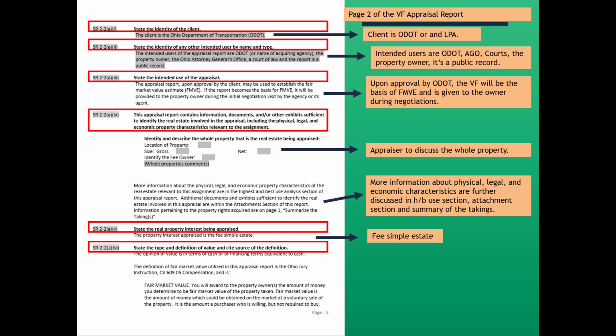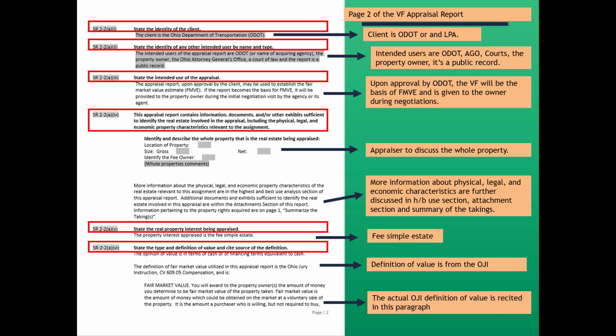Next standard 2-2A-VI: state the type and definition of value and cite the source of the definition. The definition of value that ODOT uses in its eminent domain valuation formats is from the Ohio jury instruction, and the citation is there in the second paragraph. And what follows next is the actual Ohio jury instruction definition of value, which is recited in this paragraph and goes on to page 3.